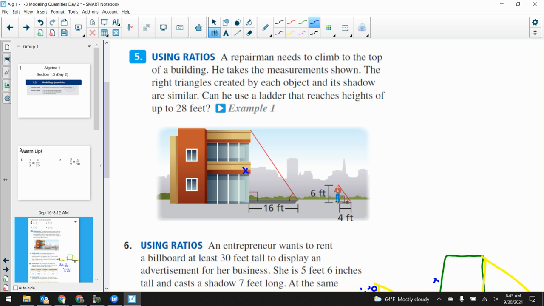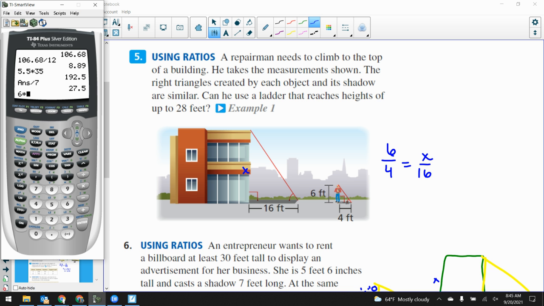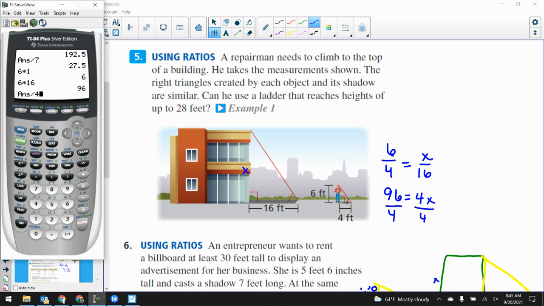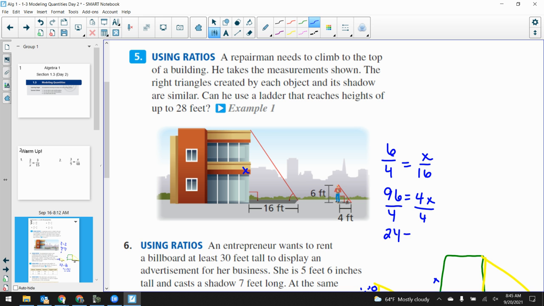I did x, 6 over 4. Is equal to? X over 16. Which is good. 6 over 4 is equal to x over 16. So 16 times 6 gets us our 96, which is equal to 4x. And when I divide by 4, I get 24. So the height of the building is 24.